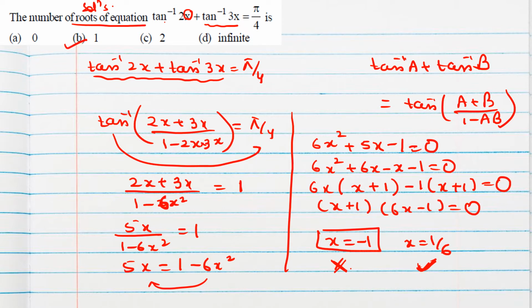So our answer will be option B. Solve it completely, because some students, after getting the quadratic polynomial, they will say yes, a quadratic polynomial has two roots, so our answer will be C, 2. But no, you solve the equation, get the answers, and try to check which values are satisfying the question and which values are not satisfying. So only satisfying values can be taken as solutions.